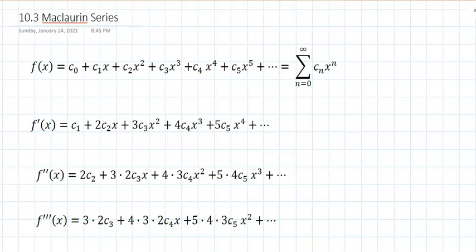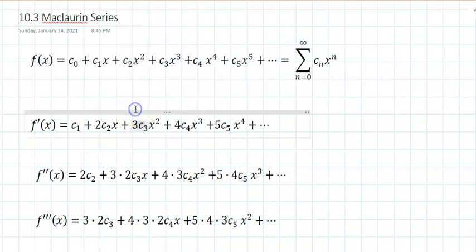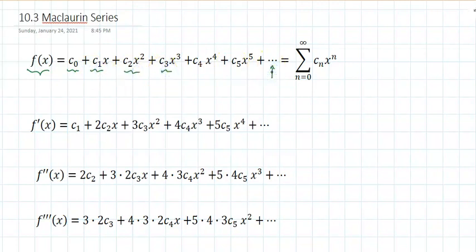Section 10.3 talks about the famous Maclaurin series, and this is how the Maclaurin series works. We take a function f of x, and we say let that be like a polynomial, except an infinite polynomial. So if I want to write this as a summation that runs from 0 to infinity, c sub n x to the n, again let n equal 0, let n equal 1, let n equal 2, and so on and so forth.